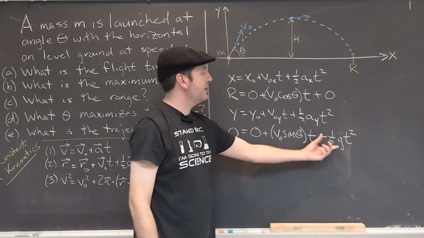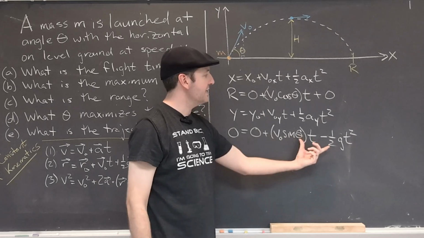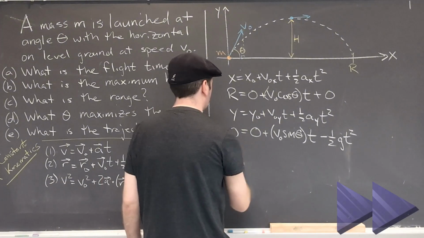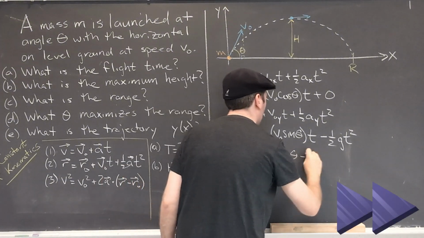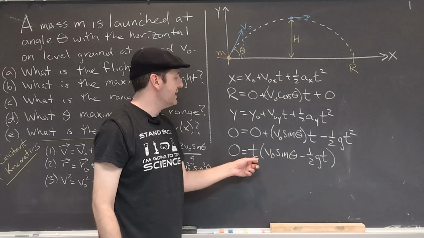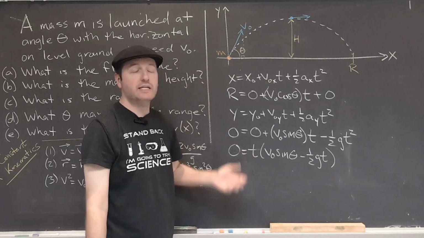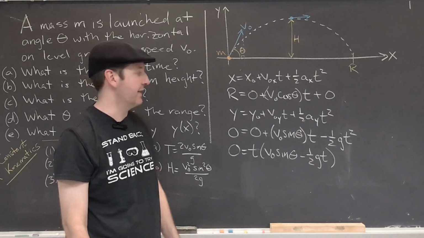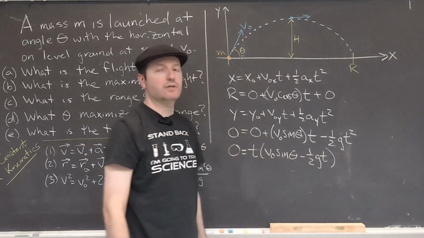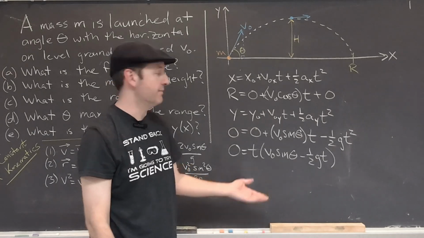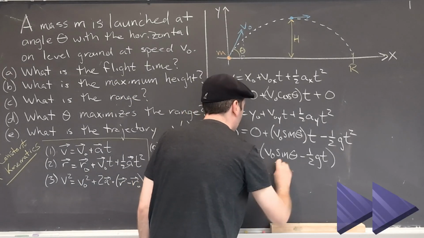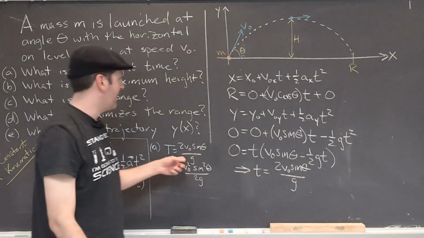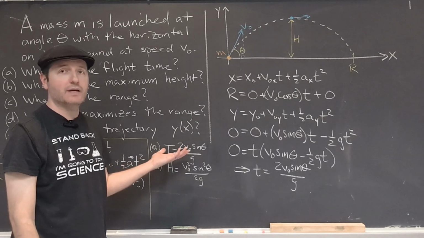Notice again that we can go ahead and factor a t out of this equation. They don't have to use the quadratic formula for that. So either t is equal to 0, which does indeed give you y equals 0, but that's the launch condition, so we're not interested in that. Or this thing in parentheses gives you 0. Notice that, of course, that is the same capital T that we got for the flight time initially.